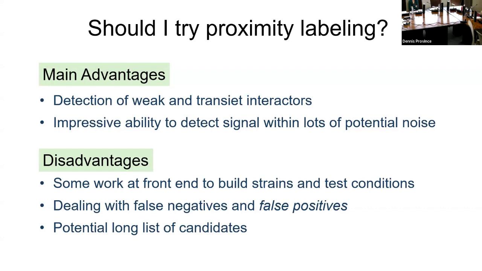Disadvantages: there is some work at the front end to build strains and test conditions. There's always work at the front end of any assay, but that's one of the things. Dealing with false negatives and positives. Actually, false negatives aren't a problem because you don't see them, right? If you knew they were supposed to be there, you might be concerned, but I don't worry about false negatives. I worry more about wasting time on the long list of proteins I might be getting, because everything I do afterwards is some sort of functional assay.